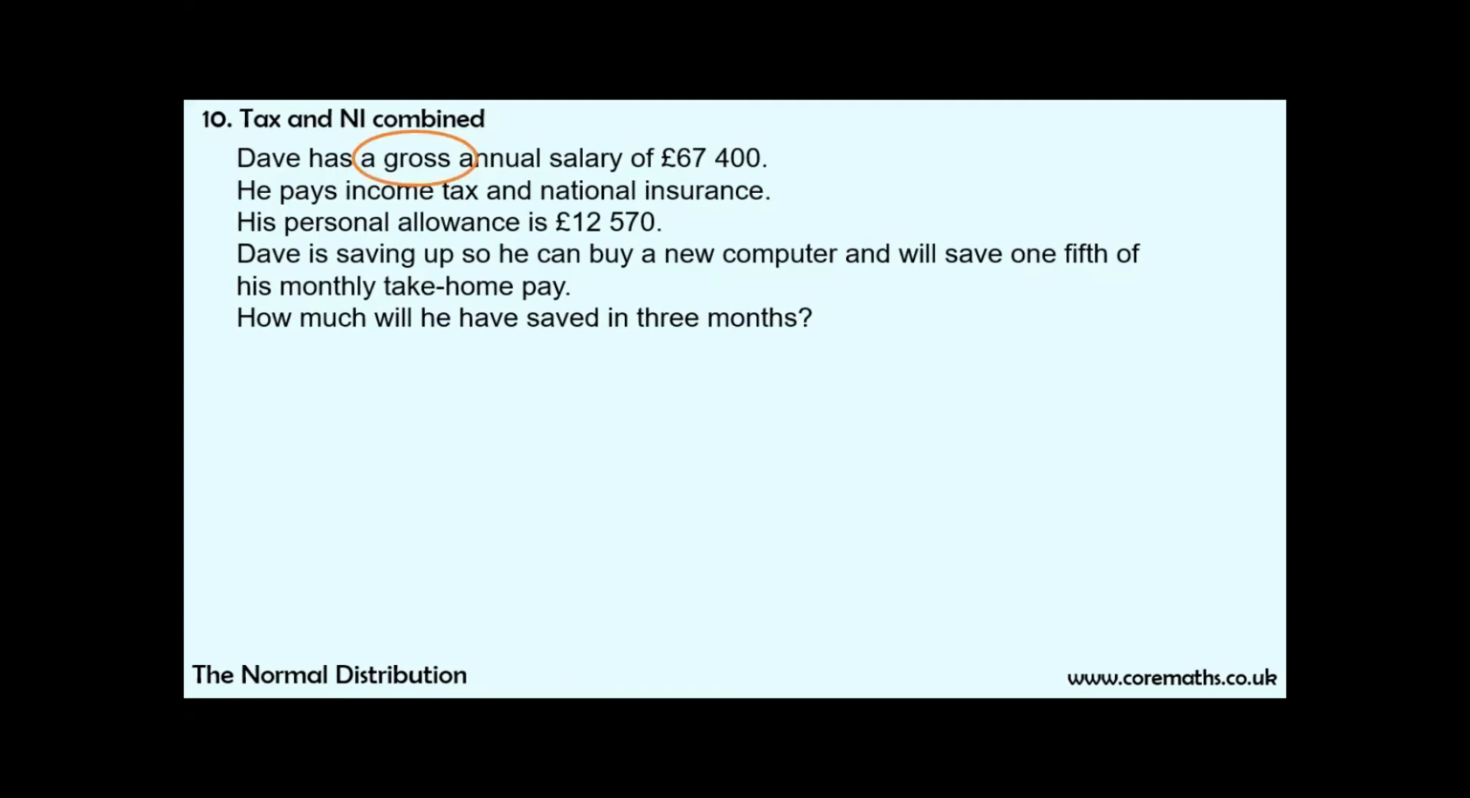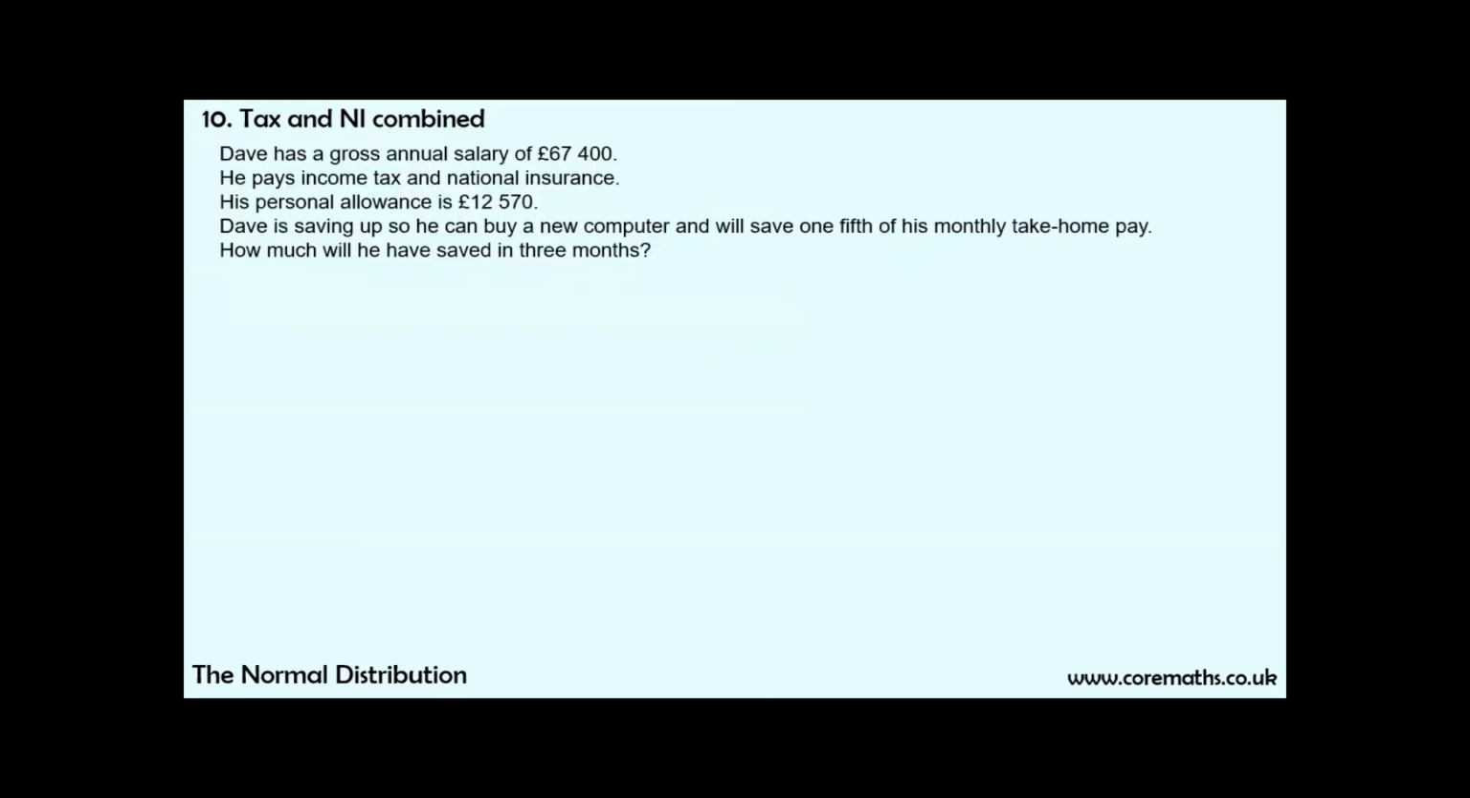Okay, let's break this down a little bit. So the gross annual salary, that just means this is how much Dave gets paid, supposedly, before any deductions. So income tax and national insurance are deductions taken off of your gross salary. Personal allowance of 12,570. What we were expecting, just put in there for clarity. Dave's saving up, new computer, will save 1/5 of his monthly take-home pay. So we're going to need to work out take-home pay, and we want to do that monthly eventually. And then once we know that, we can just see how much 3 months of that will be. Okay, so there's quite a lot going on.